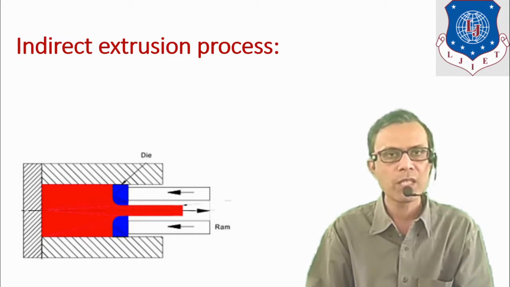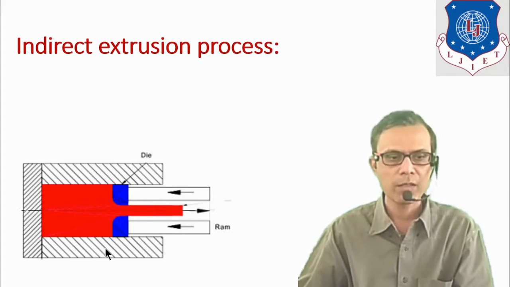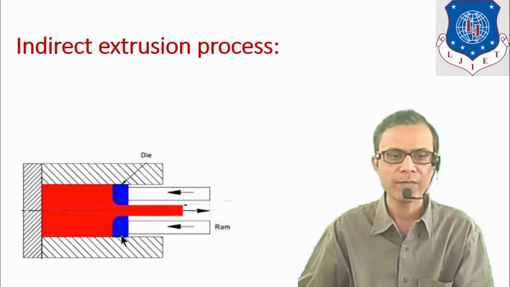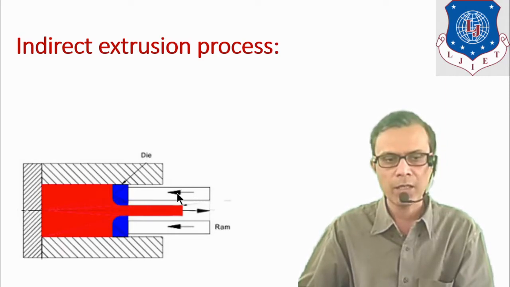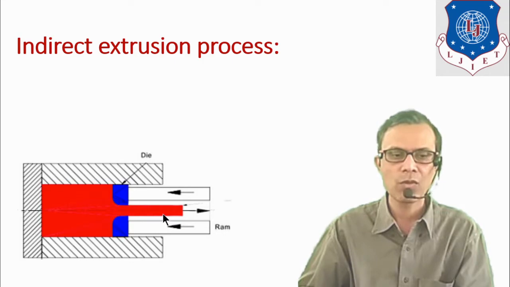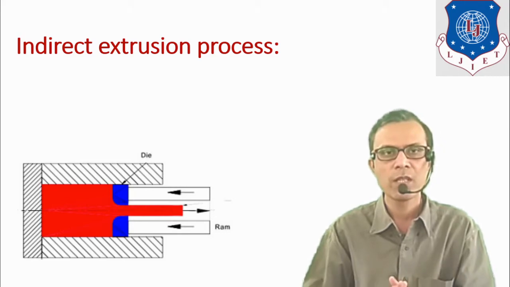How you can draw the simplified diagram of this process is shown here. It is the outermost part which is the container. Billet is shown by this red color. Plunger is hollow, so it is shown by these lines here. It is a hollow plunger, and die is shown by this blue color. Force is applied in this direction, and in the opposite direction the billet, which is shown by this red color, is coming out. So both are opposite to each other.